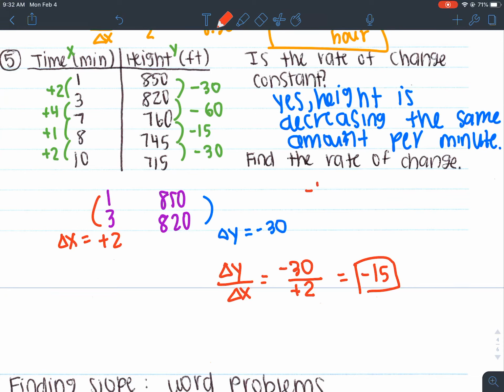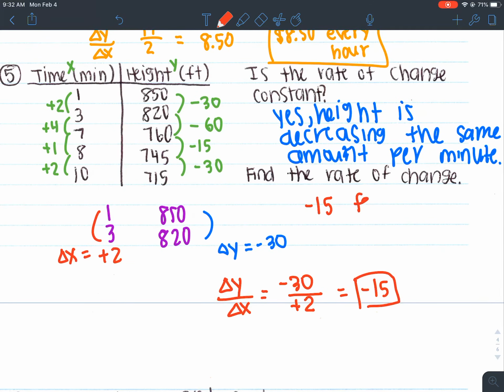All right, so what does negative 15 mean for this rate of change? Negative 15 means that we are going negative 15 feet per minute.